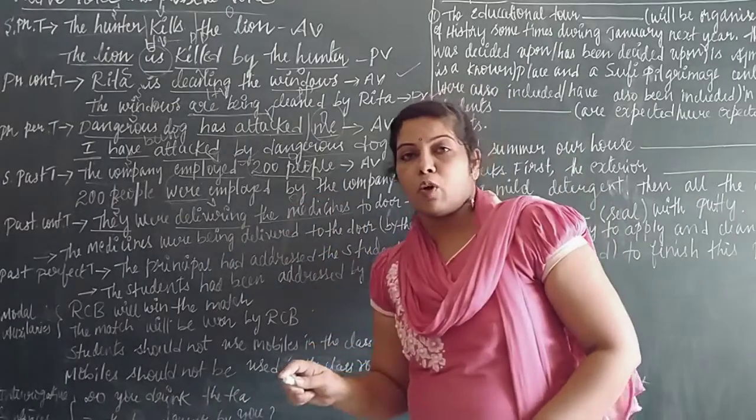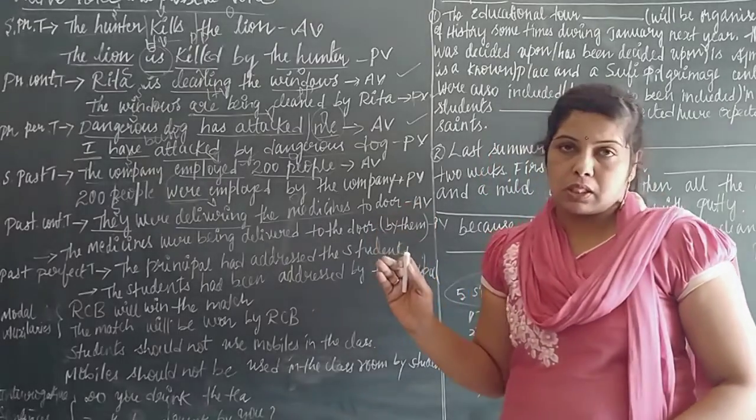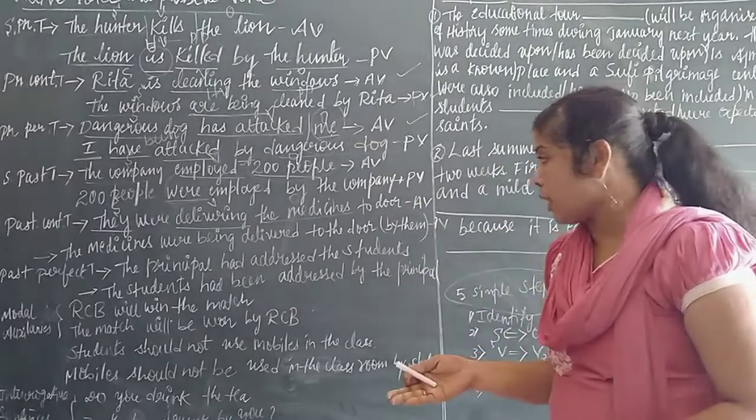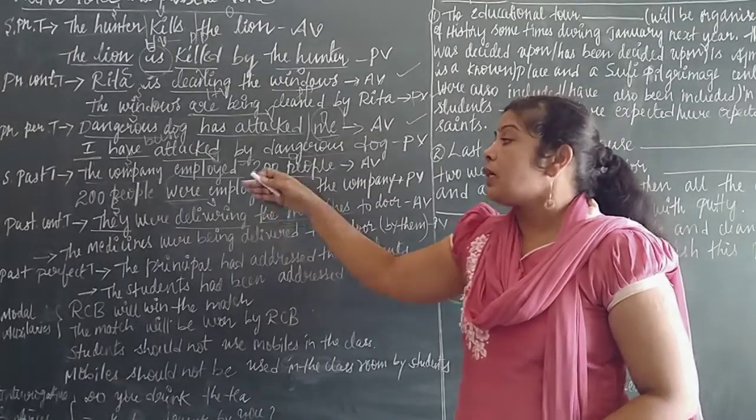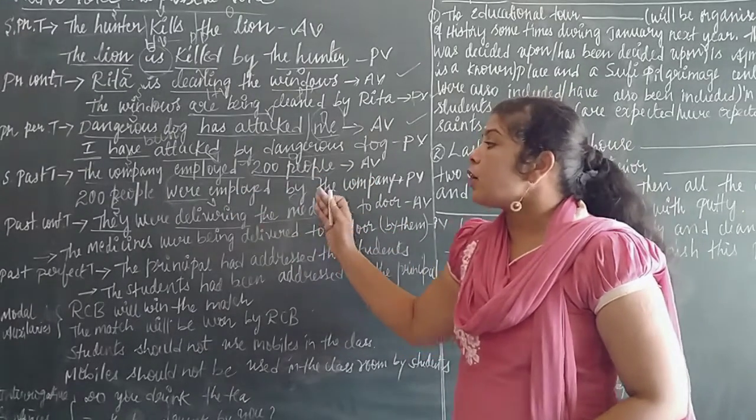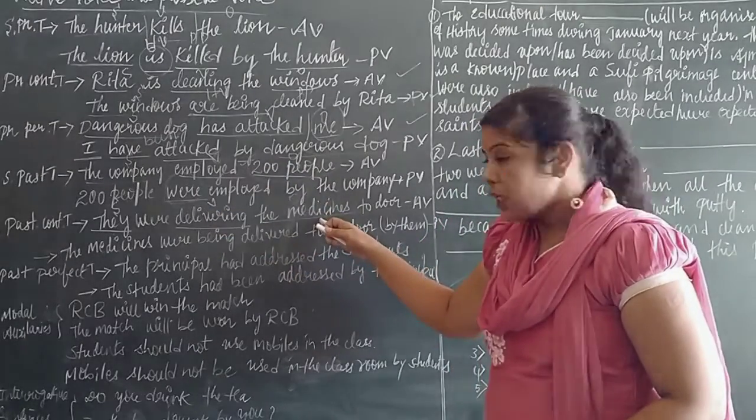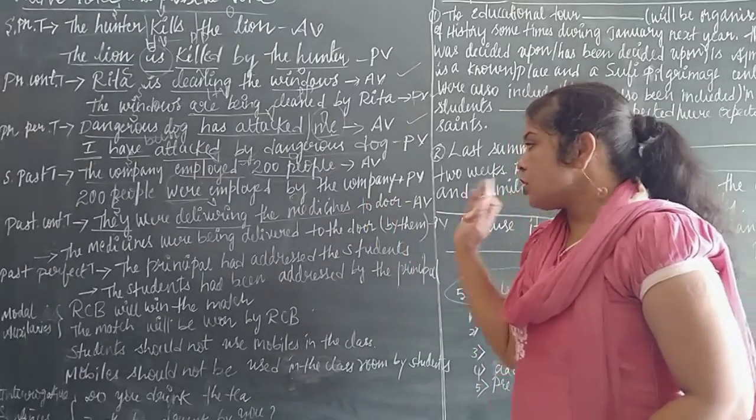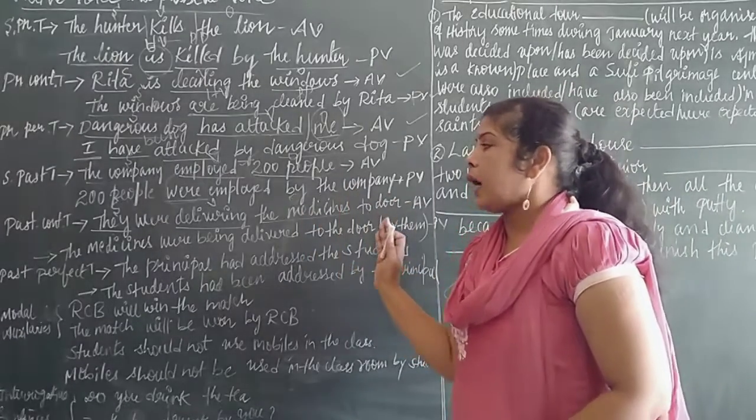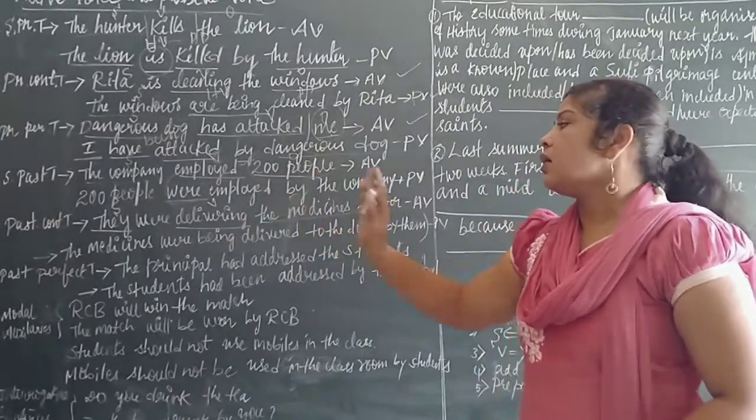As I said in the last video, it's not just any noun or pronoun which comes at the end that is the object. The object is the one which receives an action done by the subject. Here, what are they delivering? They are delivering the medicines. So medicines is an object, not the door. It is very important to identify the correct object, the correct subject and the verb.